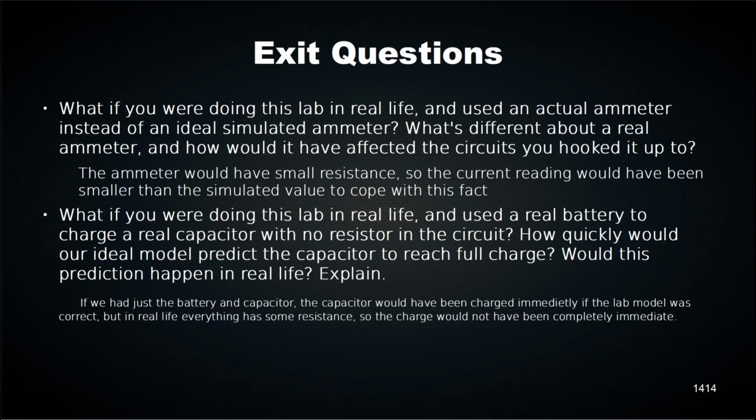There are some exit questions that we must answer. What if we were doing this lab in real life and used an actual ammeter instead of an ideal simulated ammeter? What's different about a real ammeter, and how would it have affected the circuits you hooked it up to? The ammeter would have had small resistance, so the current reading would have been smaller than the simulated value.